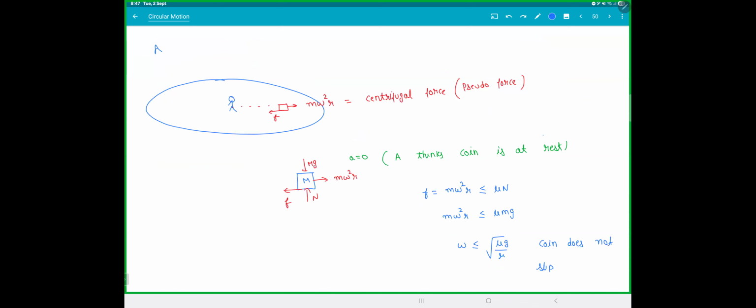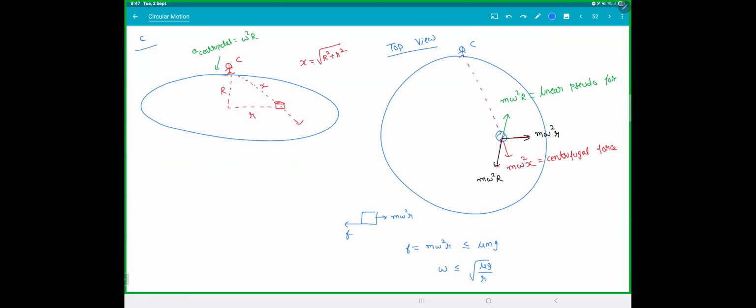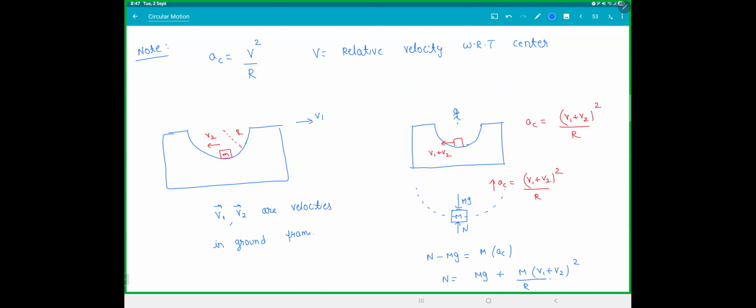A will say m omega square small r. C will say m omega square x. But if you ask them what is the total pseudo force, all will say it is the same, m omega square small r. That is the first thing I want you to know. Second thing, this v square by r, that v is not the velocity in the ground frame, it is the velocity with respect to the center.